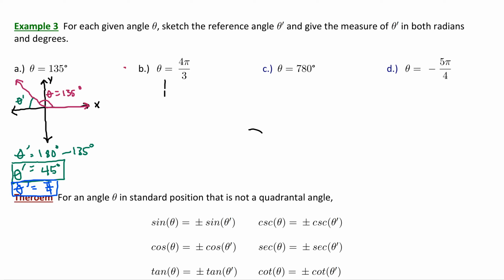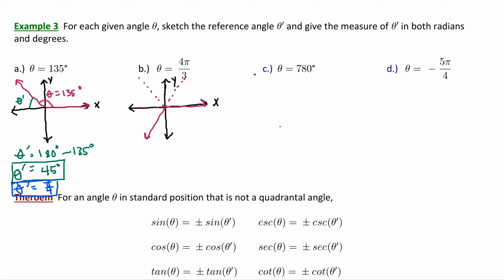On example B, we have the angle 4 pi over 3. So we begin by sketching this angle in standard position in our rectangular coordinate system. Hopefully you're becoming very familiar with all the common angles, but in case you haven't yet, let me remind you of how to count your way around the unit circle to get to 4 pi over 3. Remember that pi over 3 is a 60-degree angle, so I'm going to count in multiples of 60 degrees. So that would be 1 pi over 3, 2 pi over 3, 3 pi over 3, and we would land here at 4 pi over 3.